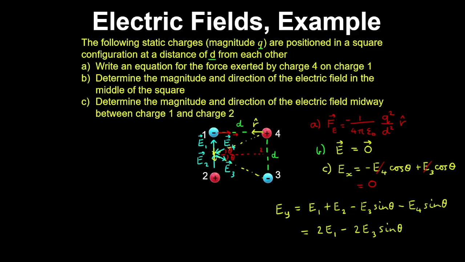And by geometry, sine theta is the opposite, which is d on 2, over the hypotenuse. So we have sine theta is d on 2 over the square root of d squared plus d on 2 squared. So if we take d out of the square root, these d's are going to cancel. And doing some algebra, you'll get sine theta is 1 on root 5.